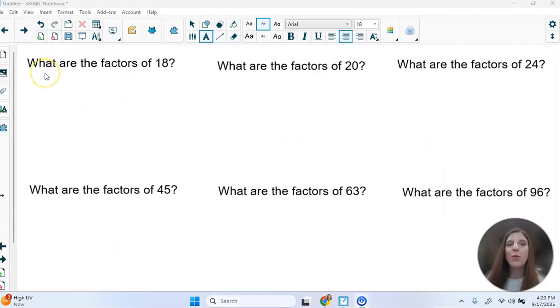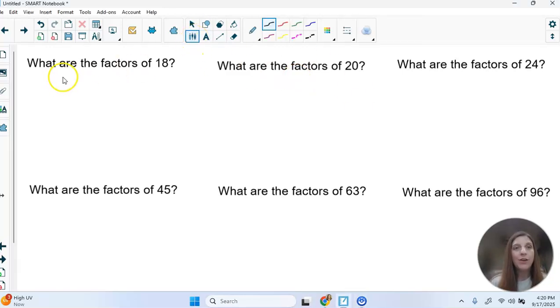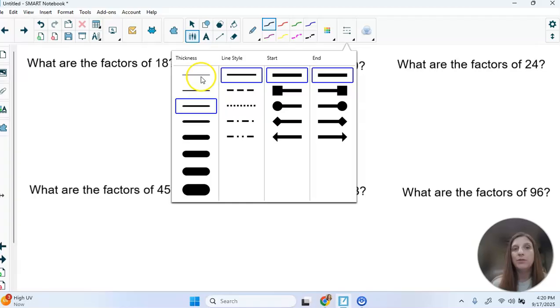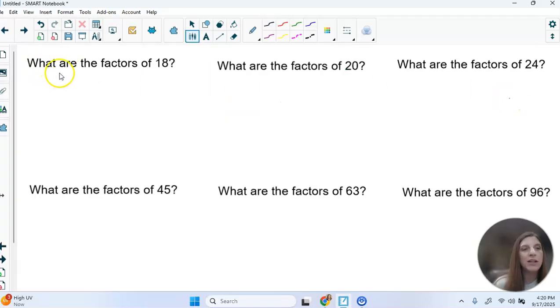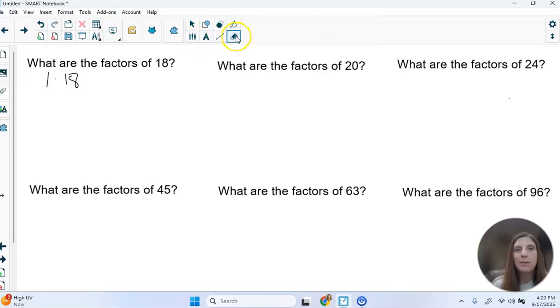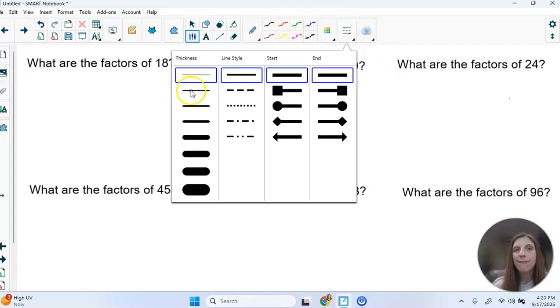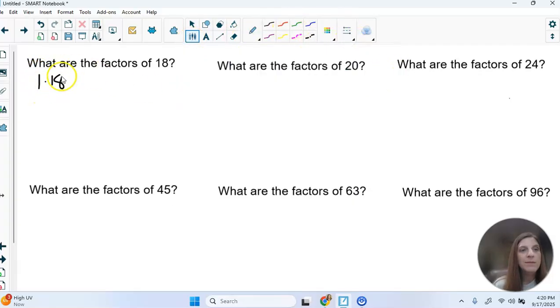So this first one says, what are the factors of 18? Without the calculator, you would make a factor table. So let me just kind of remind you of how you would have done this. If you want to find the factors of 18, you would have started with 1 and you would have said, well, 1 times 18, that equals 18. Let me try a little bit bigger pen. One times 18, and then you would have said, well, 2 times what number gives you 18? That would have been 2 times 9.